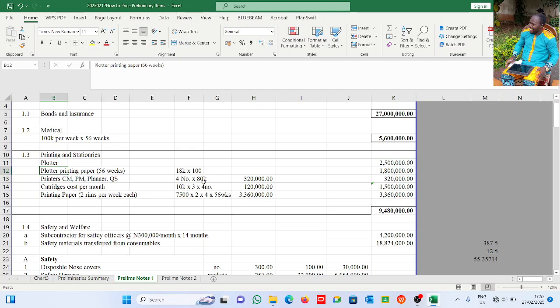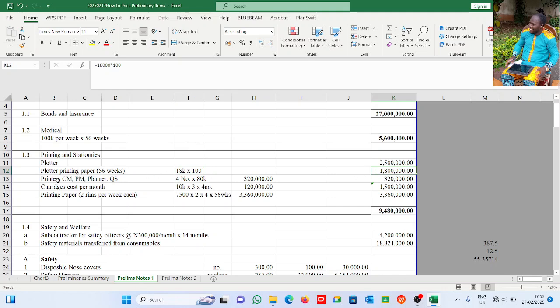A plotter has the ability to print larger drawings, A0, A1, A2. It can also print smaller ones such as A3 and A4, but majorly they are for bigger drawings. 18,000 naira. We'll be needing 100 for the plotter paper. All right. So that gives us 1.8 million for the plotter paper.